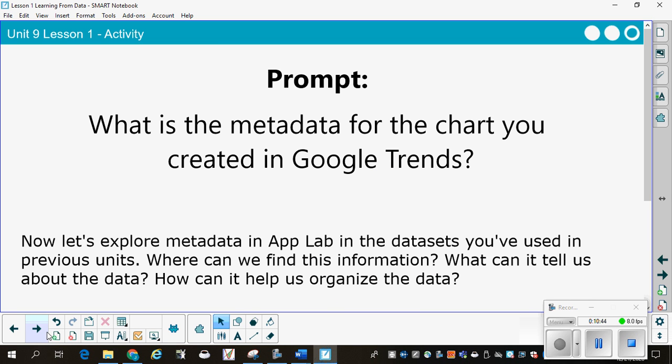What is the metadata for the chart you created in Google Trends? Go back and look for it. Because you could have picked so many different possibilities, you should be able to tell where the data was collected, how it was collected, who provided it, things like that. Now we're going to explore metadata in App Lab in the data sets that you've used in previous units. Where can we find this information? What can it tell us about the data? How can it help us organize the data? We're going to find out.